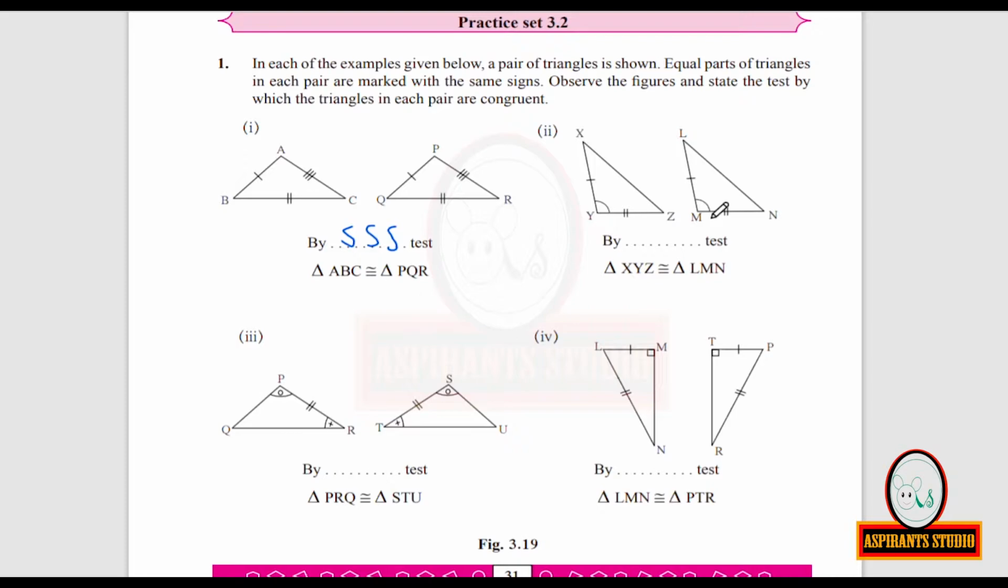So here, triangle XYZ is congruent to triangle LMN by SAS test, side angle side test. The angle is the included angle between the two sides. So we write SAS test. Now coming to the third one.